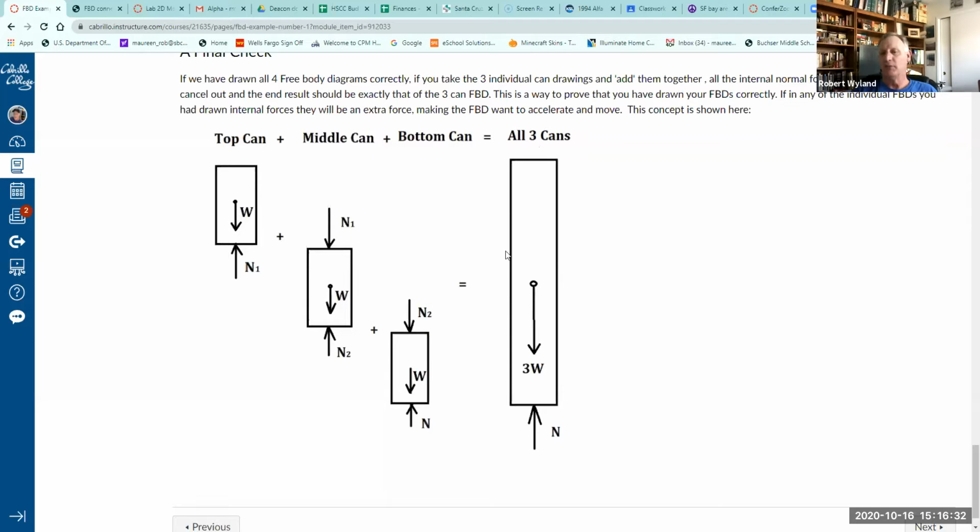So what happens is when we put this all together, we no longer are showing internal forces. In fact, you never draw on a free body diagram the internal forces, and that's the whole point, is that when you put this together, these become internal forces, N1 and N2, and you want them to cancel out, i.e. not be present in your free body diagram. So when you add these free body diagrams together, they should cancel out.